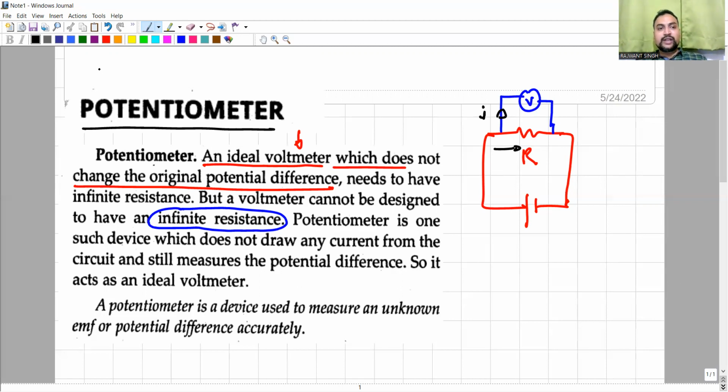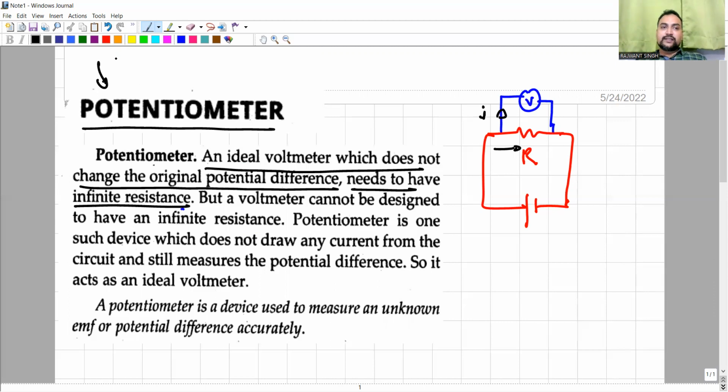But what is a potentiometer? Our topic is not voltmeter. Our topic is potentiometer. So why are we discussing voltmeter first? You see, an ideal voltmeter which does not change the potential difference needs to have an infinite resistance. But a voltmeter cannot be designed to have an infinite resistance. Infinite resistance is something hypothetical. You'll have very high resistance, but still a very small amount of current can flow. Infinite resistance was because you don't want any current to flow.